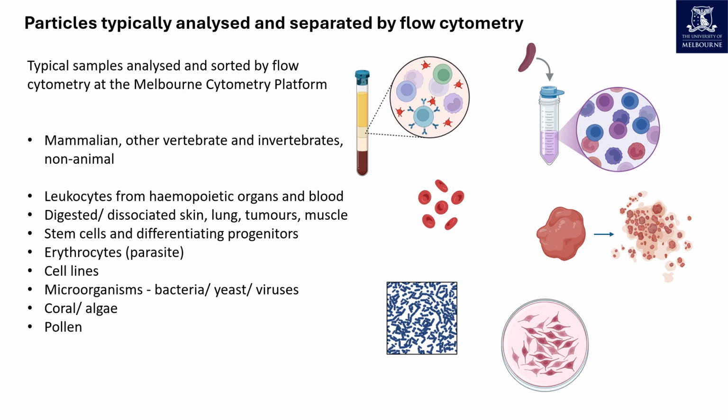Particles typically analyzed at the Melbourne Cytometry platform come from mammalian sources, including cell lines and primary samples from humans and rodents. We analyze erythrocytes and leukocytes from blood and hemopoietic organs such as the spleen and lymph nodes, and various cell types from dissociated solid organs such as skin, liver, lung, gut, muscle, the eye, and tumours. In addition, we analyze cells from other vertebrates such as fish, invertebrates such as flies and worms, coral, and non-animal samples such as algae, bacteria, fungus, parasites, and pollen.